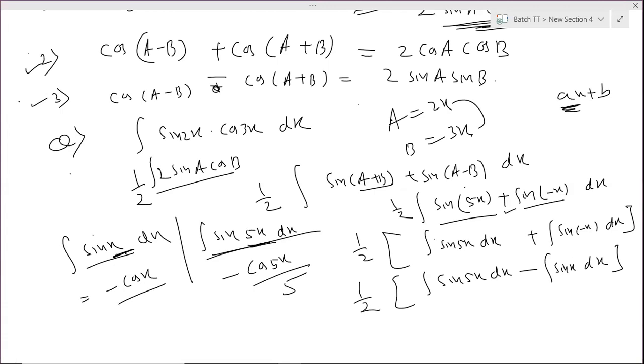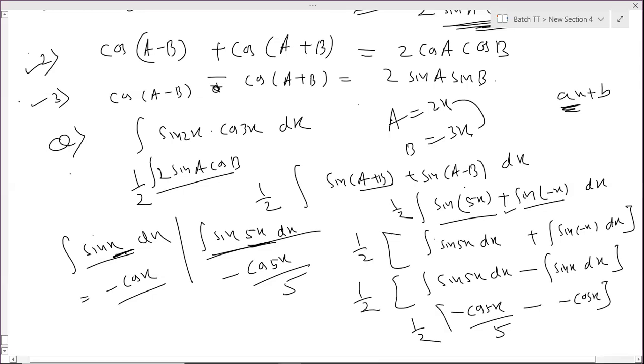All right. So we can do this. Half of integration of sine 5x is minus cos 5x upon 5, minus integration of sine x which is minus cos x, and plus c also.